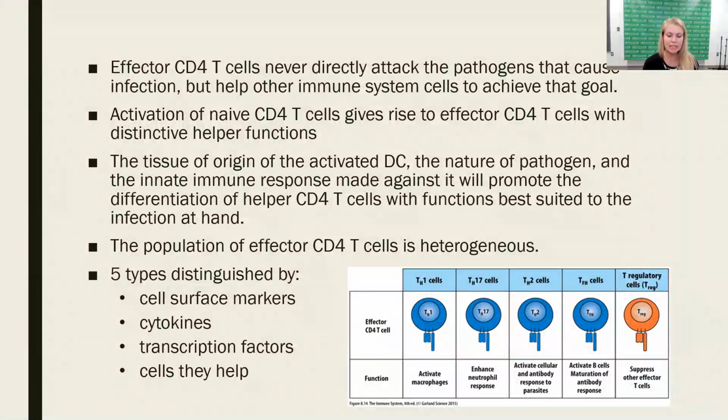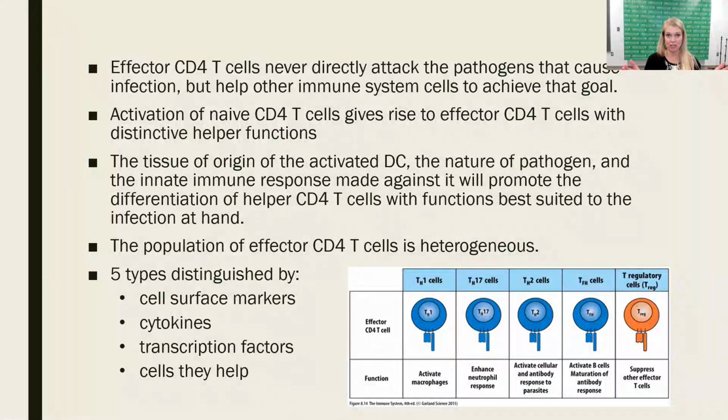And so there's a whole set of helper cells, and they all have a slightly different function. And so the tissue of origin where the dendritic cell comes from, the type of pathogen that is invading, and whatever innate immune response came about because of the initial infection is all going to drive the differentiation into the appropriate T helper response. And this is all done through cytokines, and we'll look at the different cytokines that drive these.